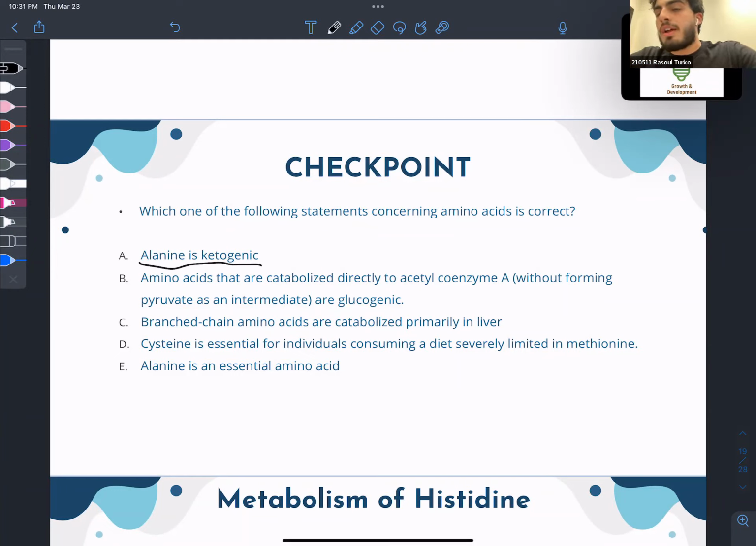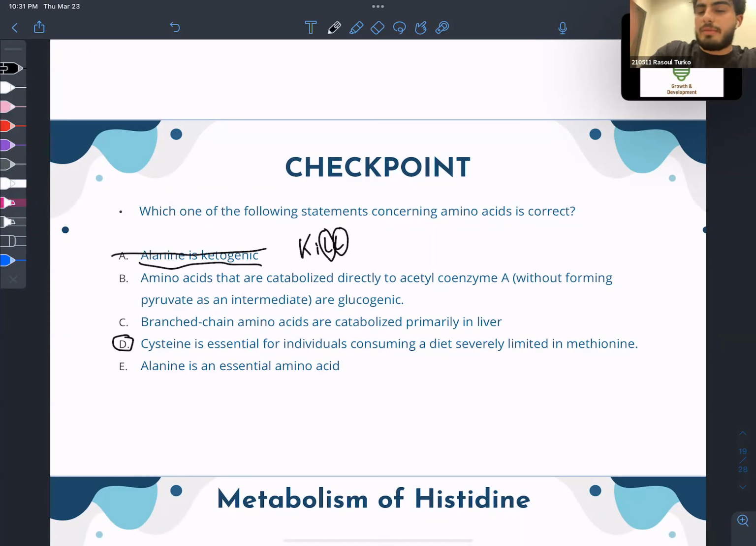Is alanine ketogenic? Someone typed in the chat, is it D? And another one said B. Okay, so D is the correct answer, yes. Let's see why. So first of all, is alanine ketogenic? We said there's only two amino acids that are ketogenic, leucine and lysine. So that removes A.